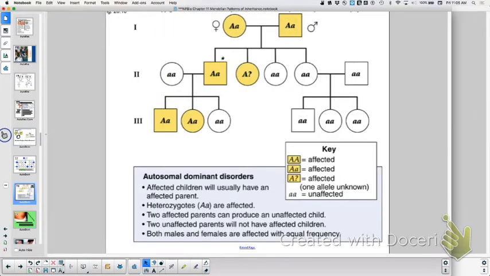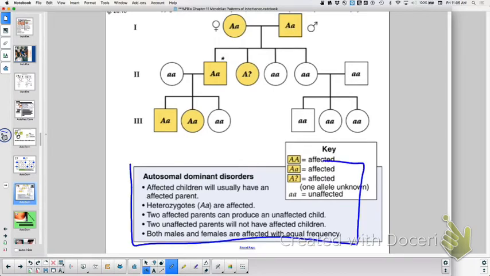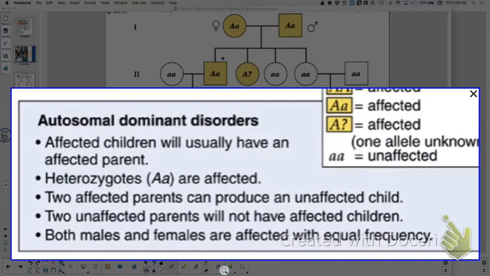Now, for your autosomal dominant disorders, why don't you ping pong back and forth with these? Go ahead.